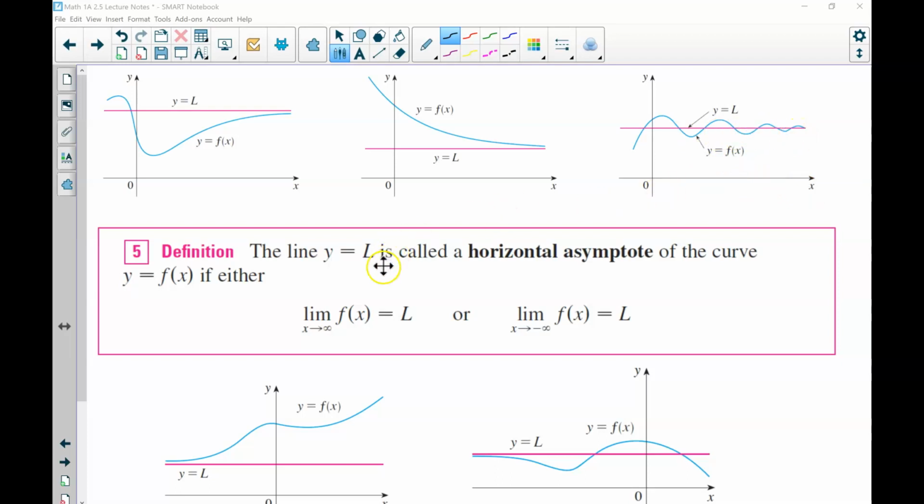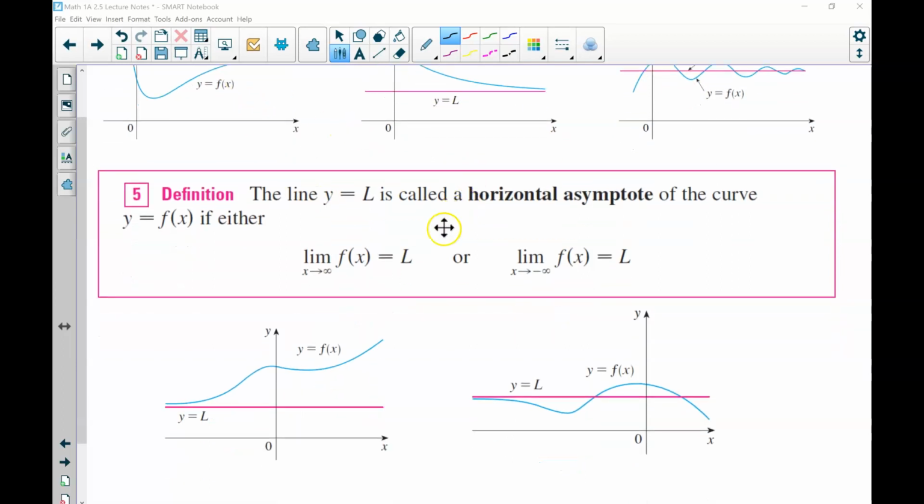Now the line y equals L is called a horizontal asymptote of the curve y is equal to f of x if either the limit as x approaches infinity of f of x is equal to L, or the limit as x approaches negative infinity of f of x is equal to L. Now, the first scenario represents the 3 graphs above, because as x is approaching positive infinity, the function is approaching L. If we take a look at the last 2 graphs here, as x is approaching negative infinity, the function is approaching the line y is equal to L.